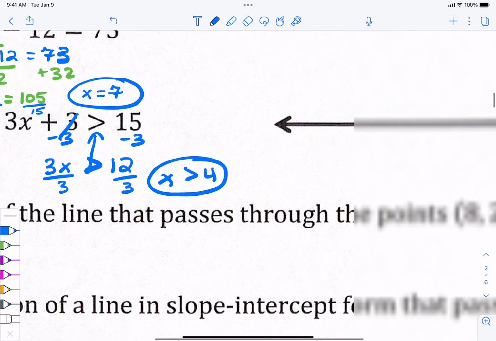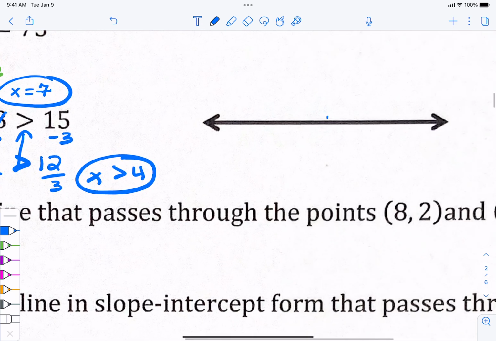Perfect. How do I graph that? So I'm just going to put 4 in the middle. You can put 4 wherever you want to. You do an open circle. Open circle, yes. And it's going to the right. It's the numbers that are bigger than 4. So 5 or 6 or 7 or whatever, right?